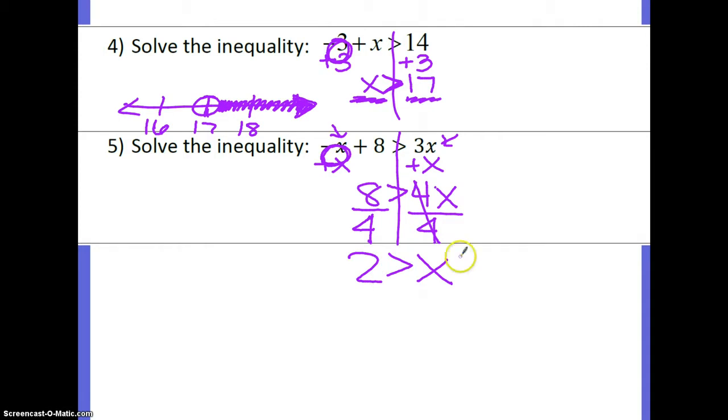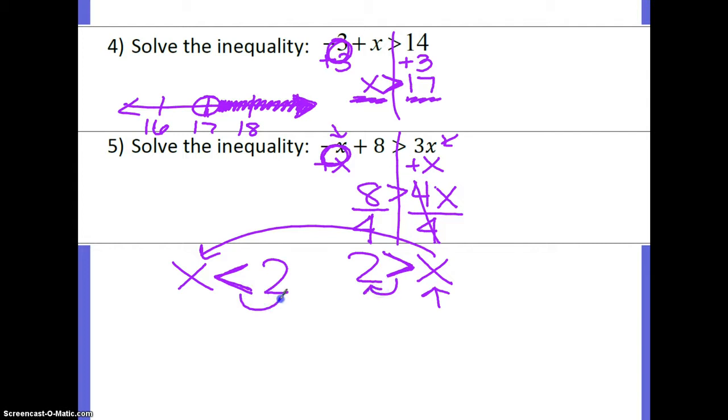And then I know that x needs to be on the other side, so I take this whole thing and I flip it over. So x, the alligator point is towards the x, so I'm going to keep it that way, right? I flip that sign and I put the 2. Notice it's eating the 2. Well, it's still eating the 2. 2 is still bigger, so I didn't change anything.